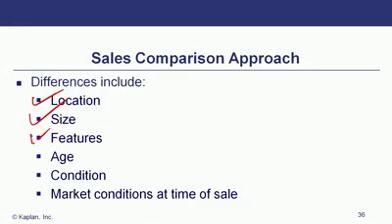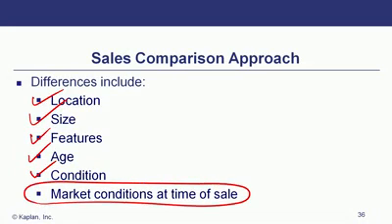What about the features of the house? That'd be something like the pool, the age of the house. Typically, older homes have lower values because everything wears out. The condition, some of them have been well maintained, others haven't. And then, of course, if we have to go way back in order to get market comparables, more than a month or two, or if there's been a dramatic change.